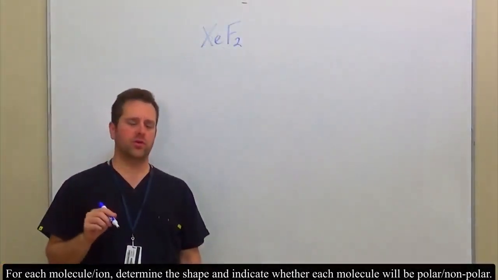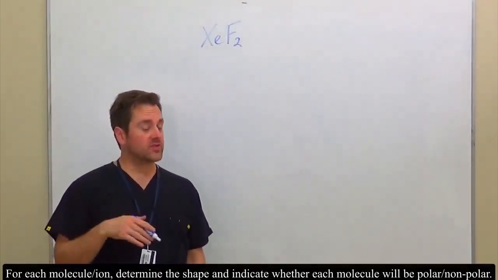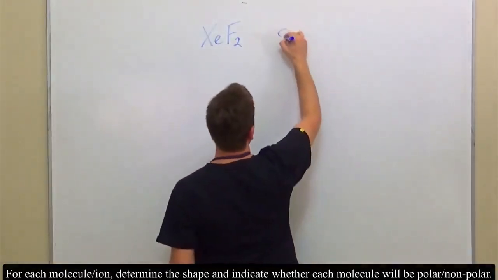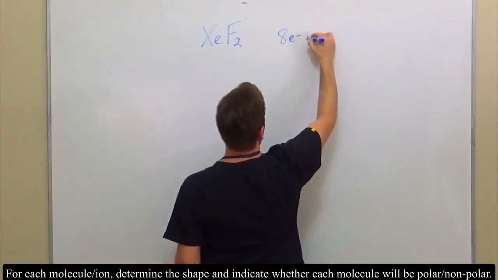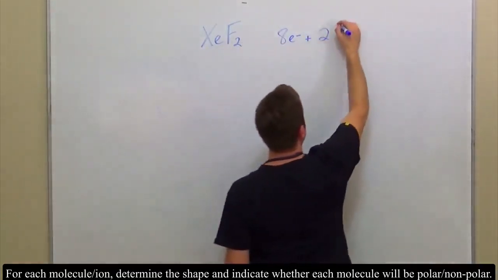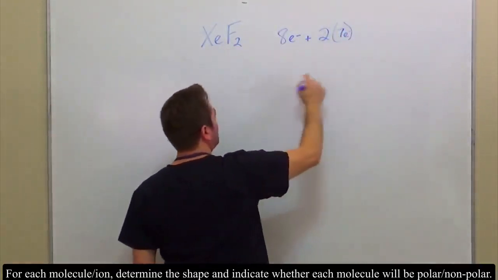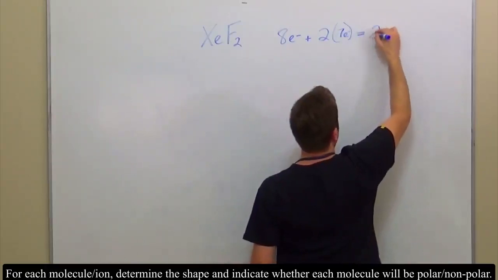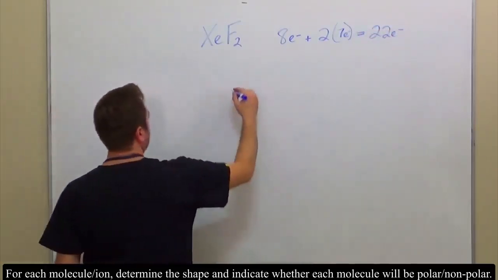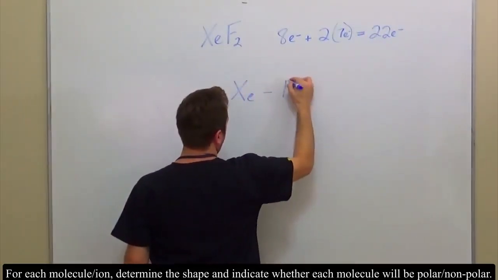Our next molecule is xenon difluoride. Now xenon, it's a noble gas, right? It's in group 8, so it has 8 valence electrons. And we're going to add it to our 7 valence electrons on each fluorine, so 2 times 7. So we got 14 plus 8, that's 22. 22 total electrons. Alright, let's set it up. So xenon would be in the middle, and on each side of it would be a fluorine.